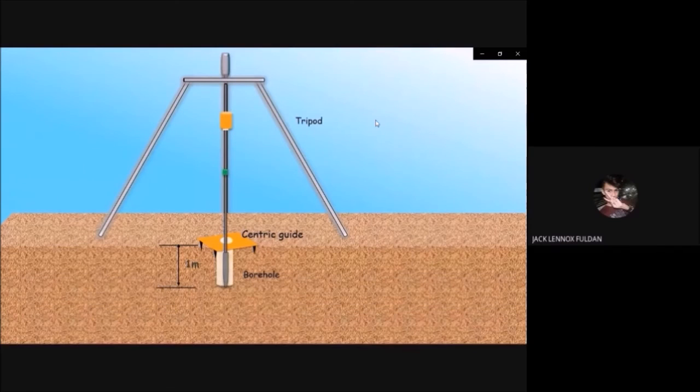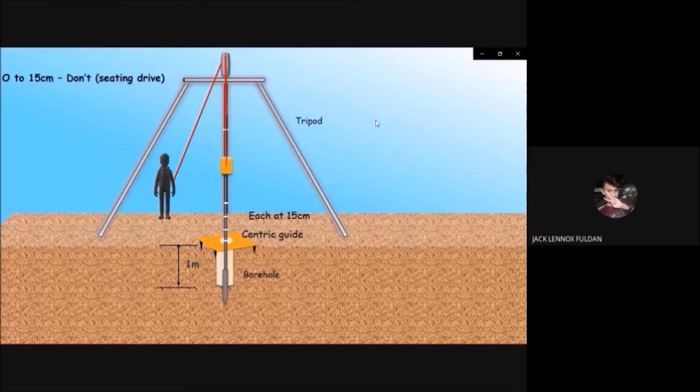So the next is penetration testing. Raise and drop the hammer 0.76 meters successively by means of the rope and cat head, using no more than 2 1/4 wraps around the cat head. The hammer should be operated between 40 and 60 blows per minute and should drop freely. Record the number of blows for 0.15 meters of penetration. The first 0.15 meter increment is what we call the seating drive.